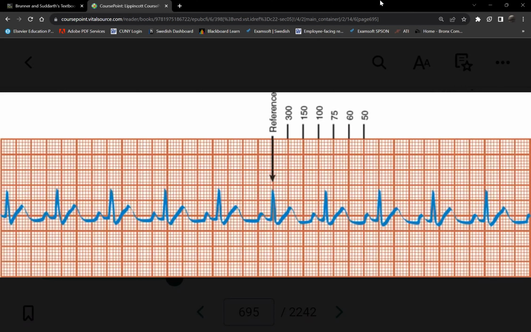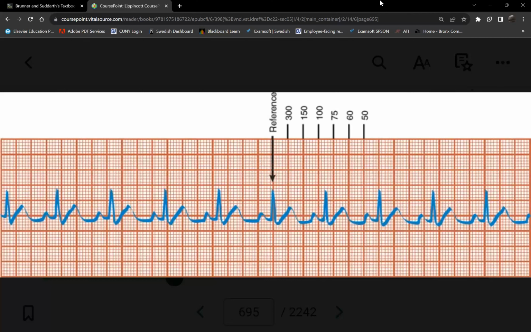So between which two R's do you want to count from? To make it easy, I usually pick an R wave that falls smack in the middle of a line. That way I can easily count the small boxes, but you can pick any one, it doesn't really matter. Do you want to use this one, this one, this one, or this one? Let's try this one. So between this R and this R, how many small boxes do you see? 5, 10, 15, 16, 17.